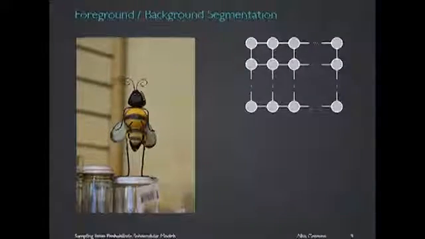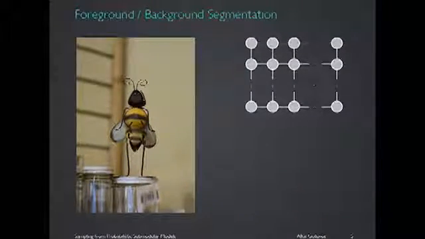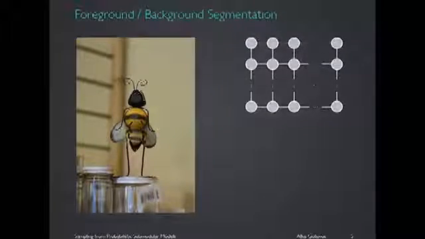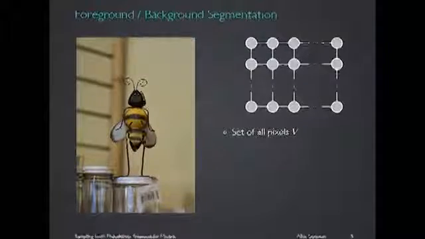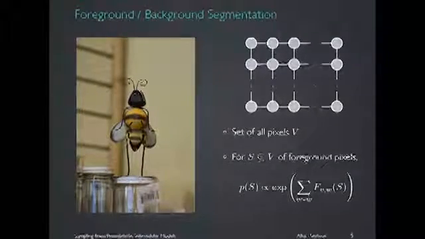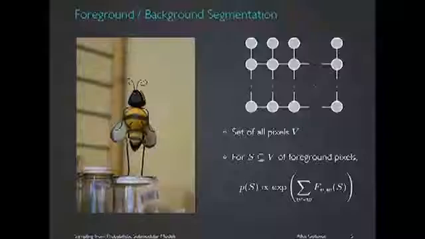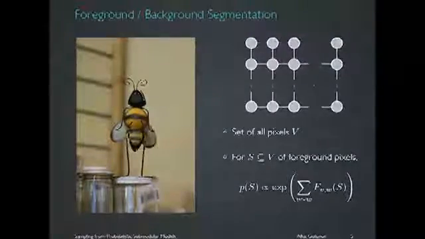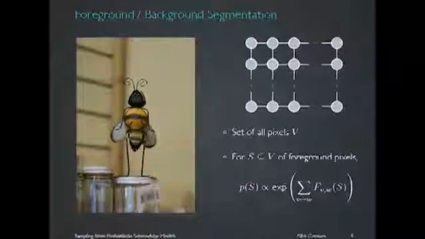One standard model people have been looking at is taking the image, constructing a grid of pixels, and connecting the neighbors with edges, or pairwise potentials. Then if you call the set of all pixels V, you get a probability distribution over subsets of foreground pixels, where the probability of a subset S is proportional to e to the sum of all these pairwise potentials.